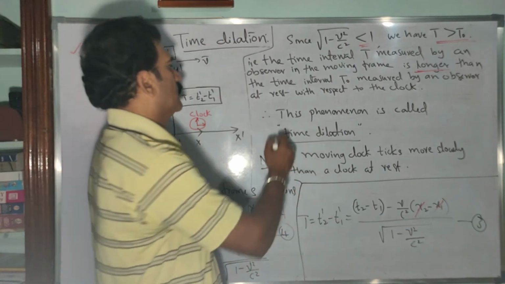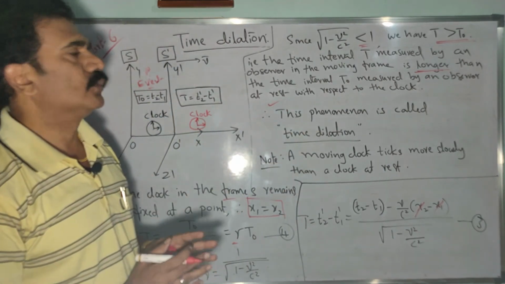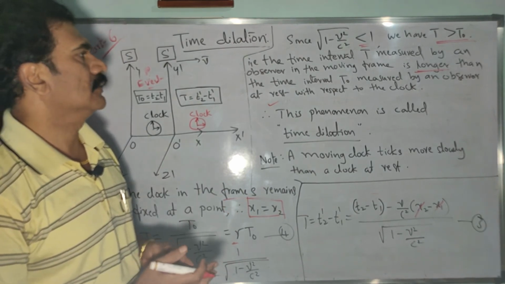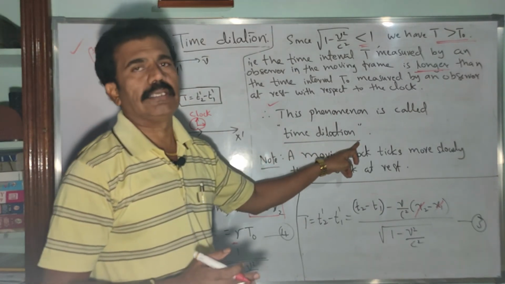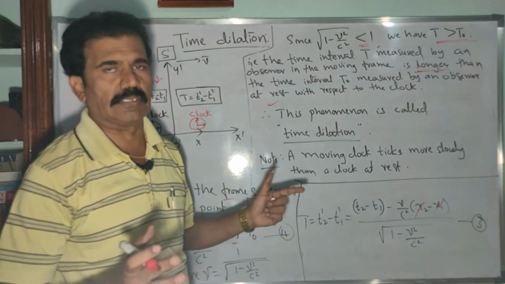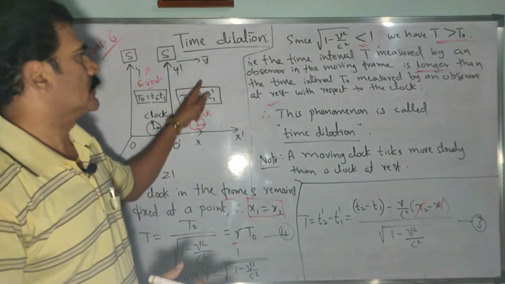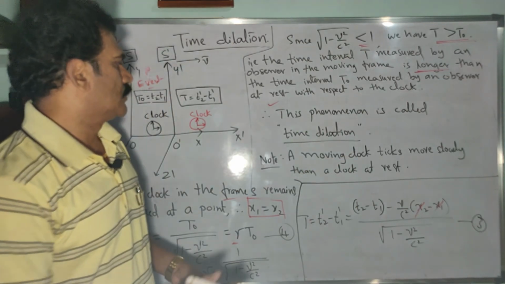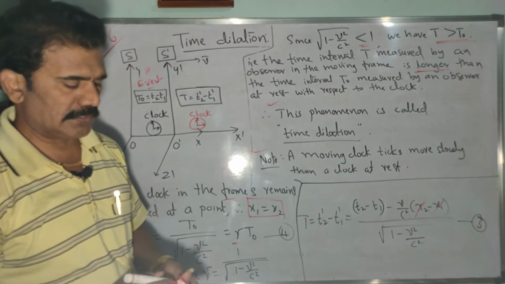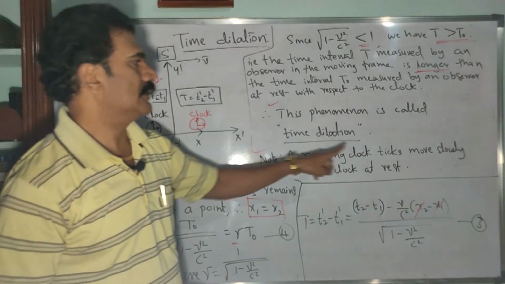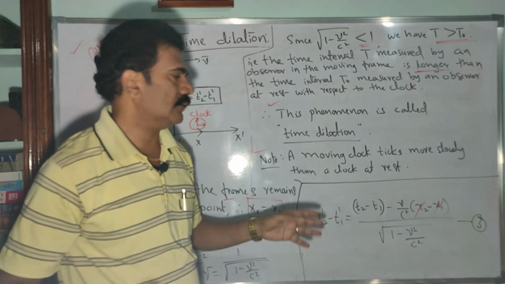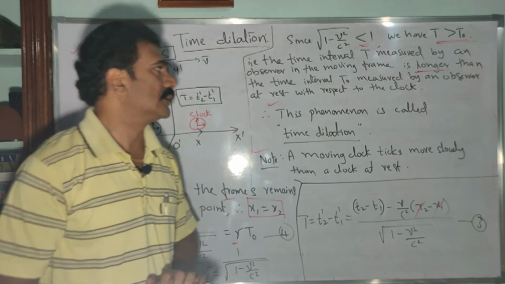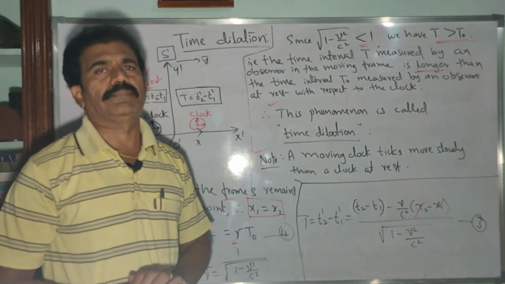So the difference between the two time intervals measured by S and S dash is not equal. t is observed as greater than t0, and that phenomenon is called time dilation. Dilation means making larger. Because time is measured longer with respect to the moving frame of reference, it is called time dilation. You should remember that a moving clock always ticks more slowly, because it is measuring longer time, so it ticks more slowly than a clock at rest. That is the final conclusion of the concept called time dilation.